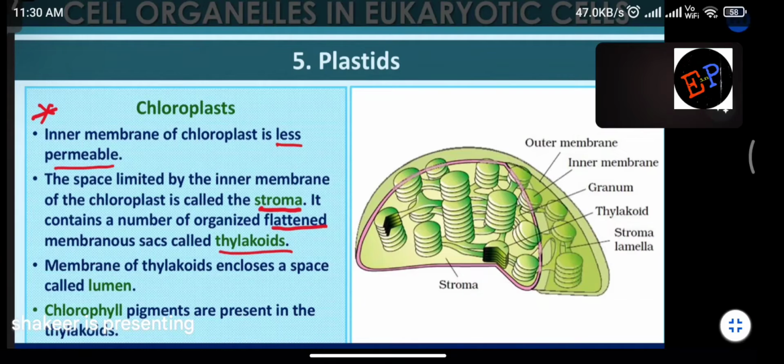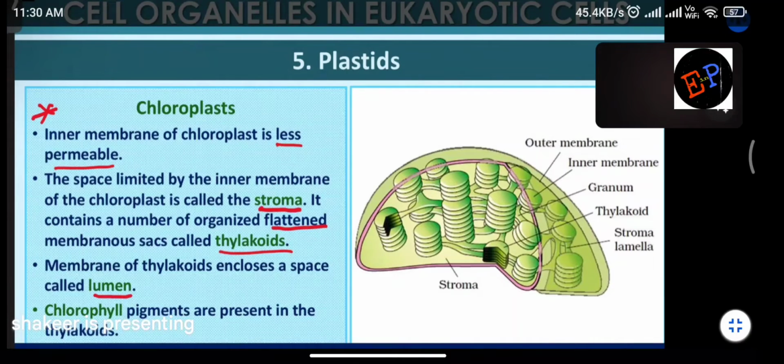Inside this stroma, that is the empty region, you can find some sacs. Sacs means bag-like structures. These bags are called thylakoids. In the figure you can see. The membrane of thylakoids encloses a space called lumen.